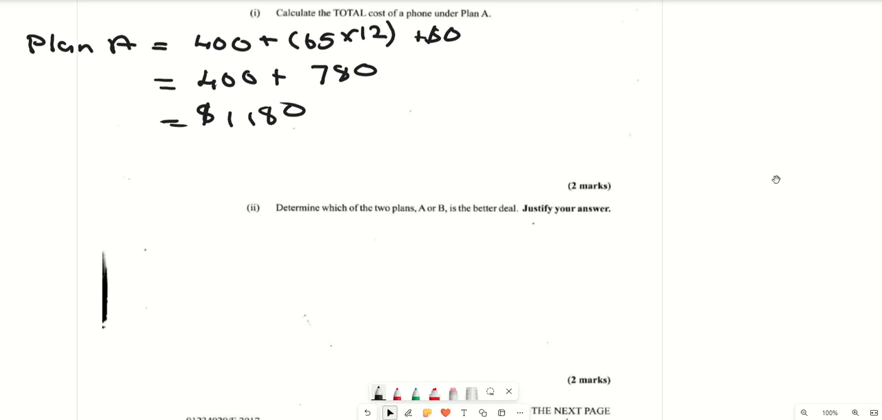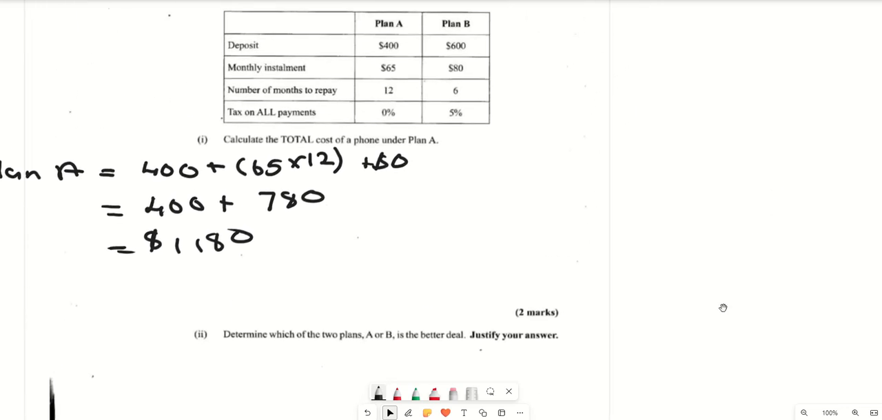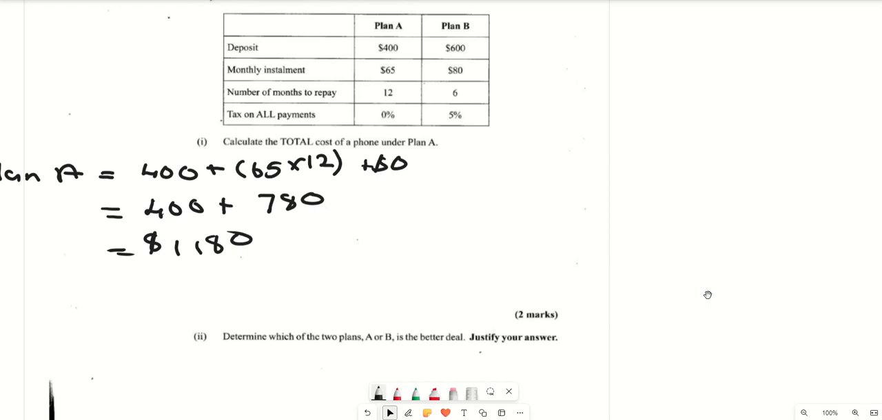Determine which of the two phones is the better deal. Justify your answer. When they ask you to find out what is the best buy, what you have to do is find out how much it is for one month.